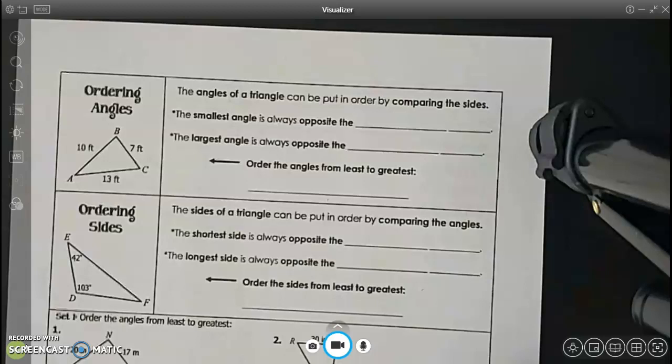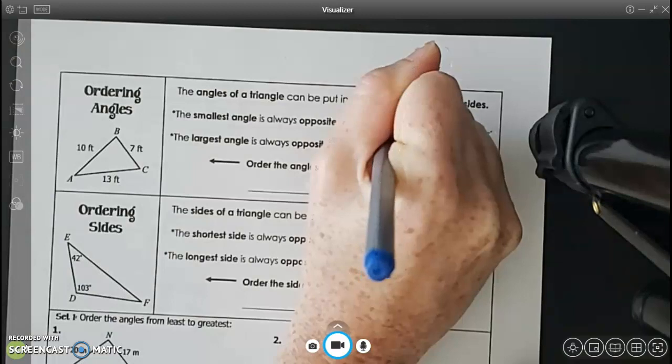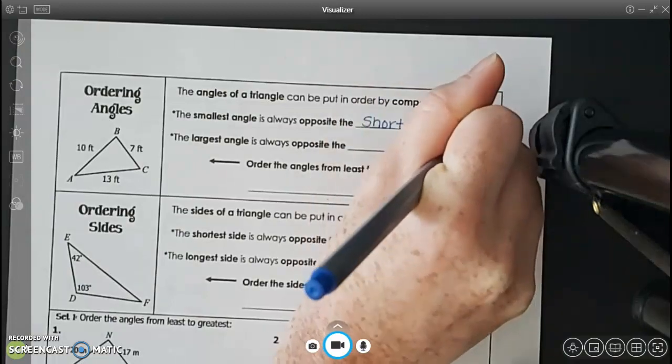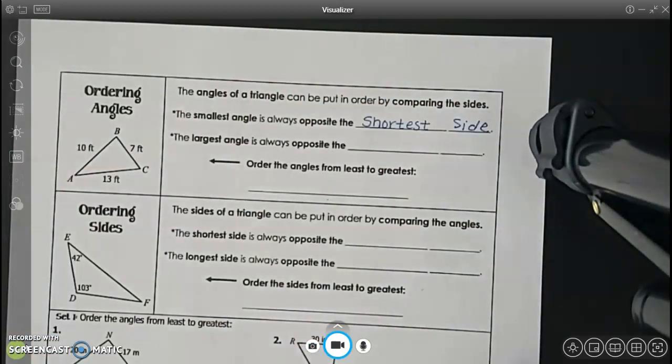It says that the angles of a triangle can be put in order by comparing the sides. So the smallest angle is always opposite the shortest side, and the largest angle is always opposite the largest or longest side.